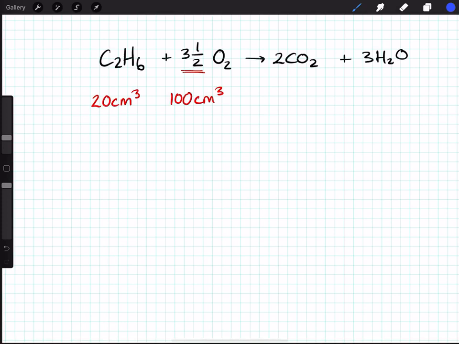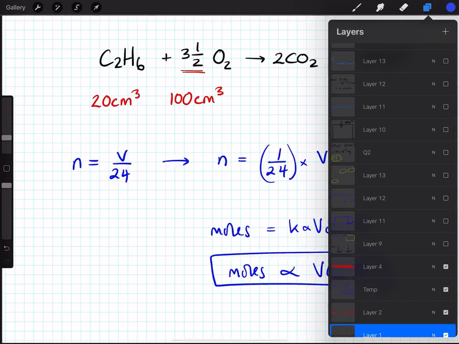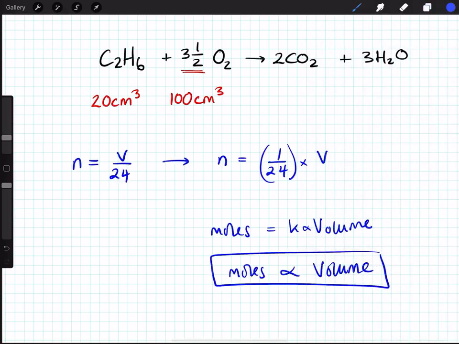Now, whenever you have questions like these, and this is common for multiple choice, we want to consider that the volumes are going to be like moles. The reason is that one equation for finding the volume of a gas is moles equals volume over 24, so moles is proportional to volume. It's basically a constant, 1 over 24, times volume. So you don't have to do any fancy calculations and turn it into moles first. We'll just straight away use the volume as if they were moles.